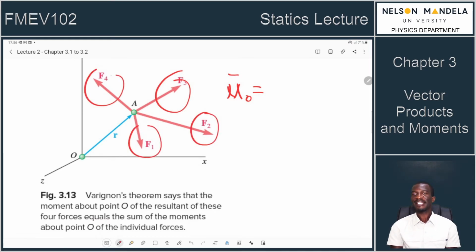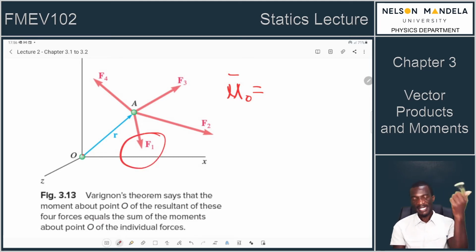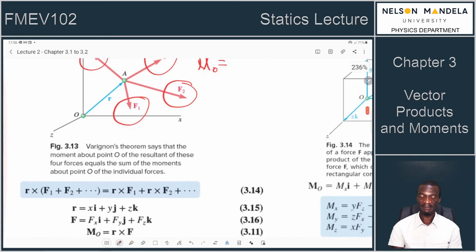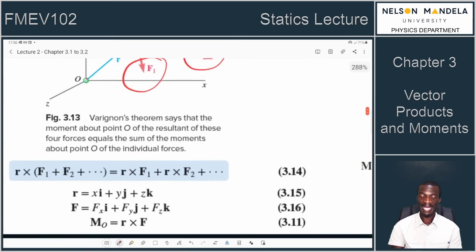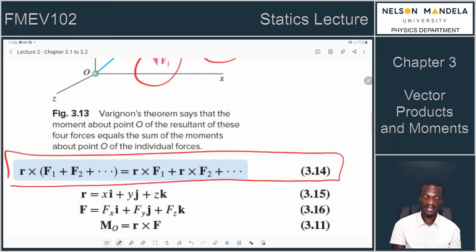So we are looking at the resultant of these four forces equals the sum of the moments about point O of the individual forces. If we find the individual moment about O due to force 1 and add it to the individual moment about O due to force 2, due to force 3, and so forth, if we add them up, we will get the same turning effect as that of the resultant. Do you notice that this is mathematically simplified here?